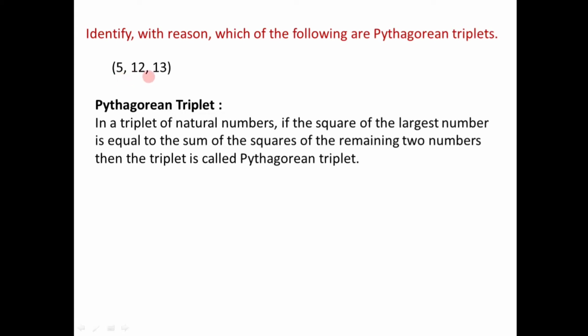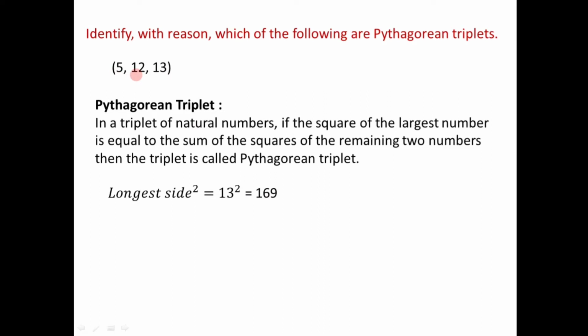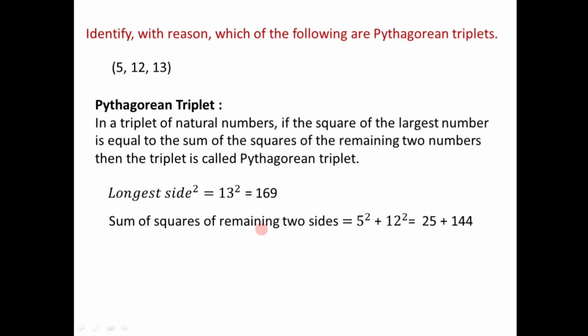So we have to decide whether this is a Pythagorean triplet or not. For that, let us take the longest side and square it. The longest side amongst these numbers is 13. So we should make 13 square, that's 169. Now apart from 13, there are another two numbers, 5 and 12. So we have to make the sum of squares of the remaining two numbers, that is 5 square plus 12 square, that is equal to 5 square is 25 plus 12 square is 144. So 25 plus 144, that's 169.